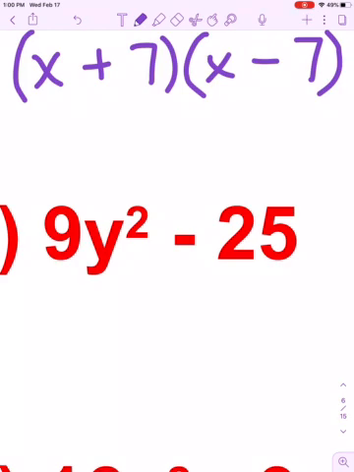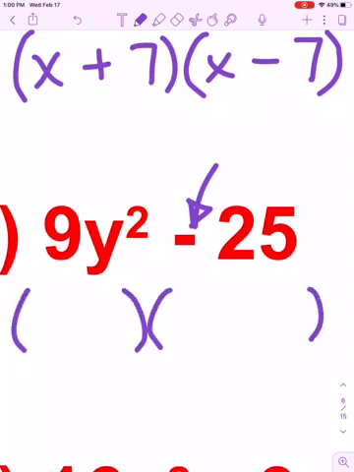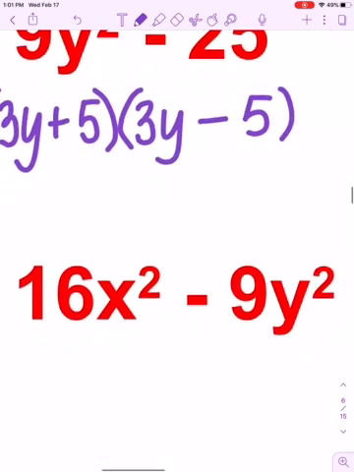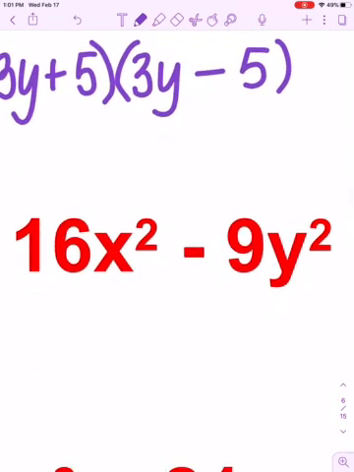Okay, 9 and 25, is there anything we could take out of 9 and 25? No, but 9y squared is a perfect square, 25 is a perfect square, and there's a subtraction sign in the middle. So we do two sets of parentheses, square root of each. The square root of 9y squared is 3y. So that goes in the front of both parentheses. The square root of 25 is 5. That goes in the back of both parentheses. And your signs just have to be opposite. And that's it.